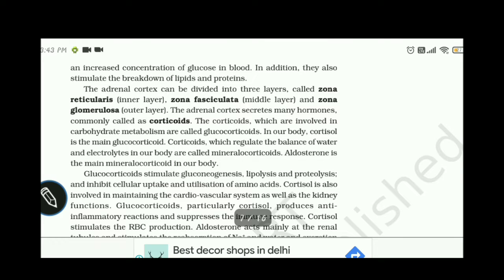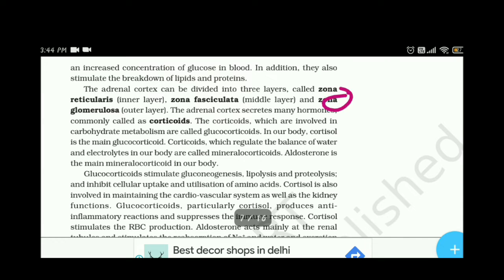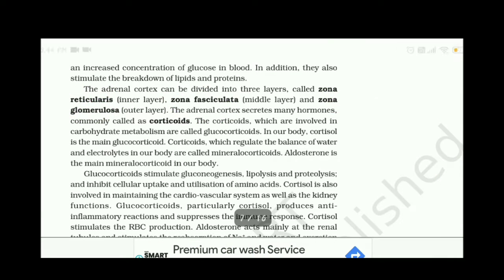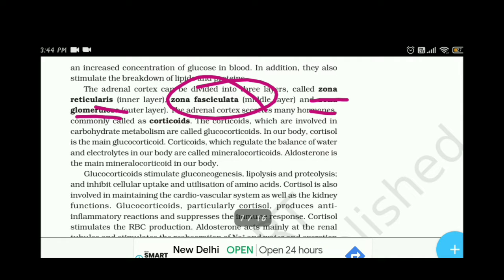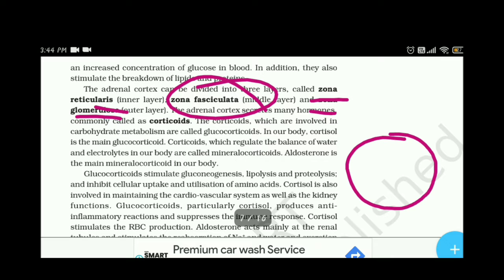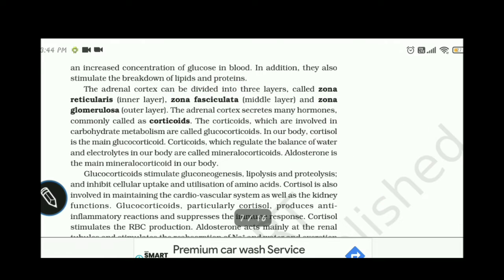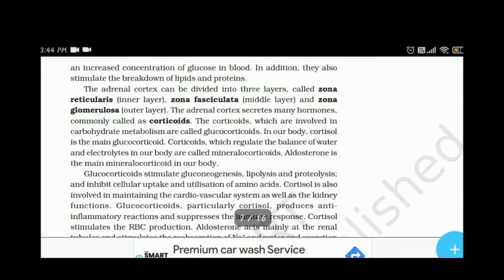So we have three layers of the adrenal cortex: zona reticularis, zona fasciculata, and zona glomerulosa. The outermost layer is zona glomerulosa, the middle layer is zona fasciculata, and the innermost layer is zona reticularis.